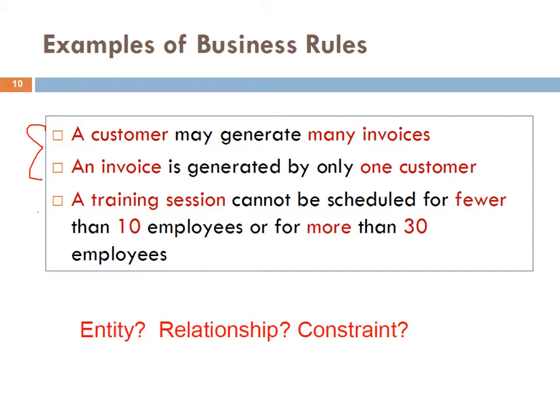The third business rule describes a constraint, which is no fewer than 10 people and no more than 30 people, with two entities, which are employee and training, and the relationship between employee and training. So this is how we describe the entity, relationship, and constraint.